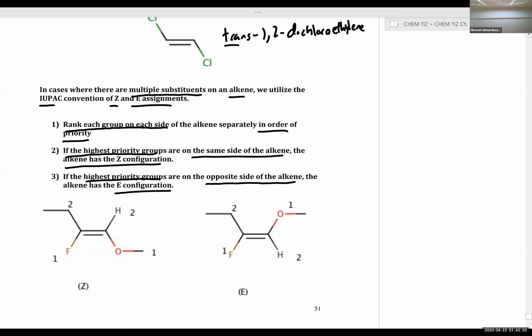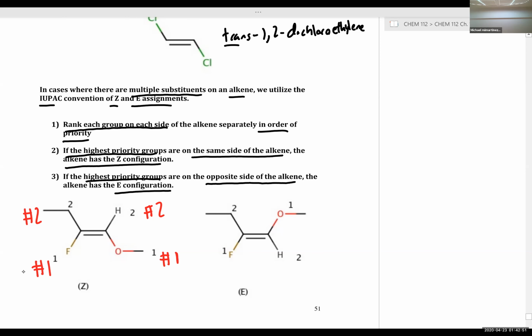So when we say cis or trans, what are we talking about? Cis or trans is ambiguous. However, if we use priority groups and the Z and E conventions, it becomes quickly apparent what groups we're referring to. So on the right-hand side, our ether is higher priority than our hydrogen. On the left-hand side, our fluorine is higher priority than our ethyl group.